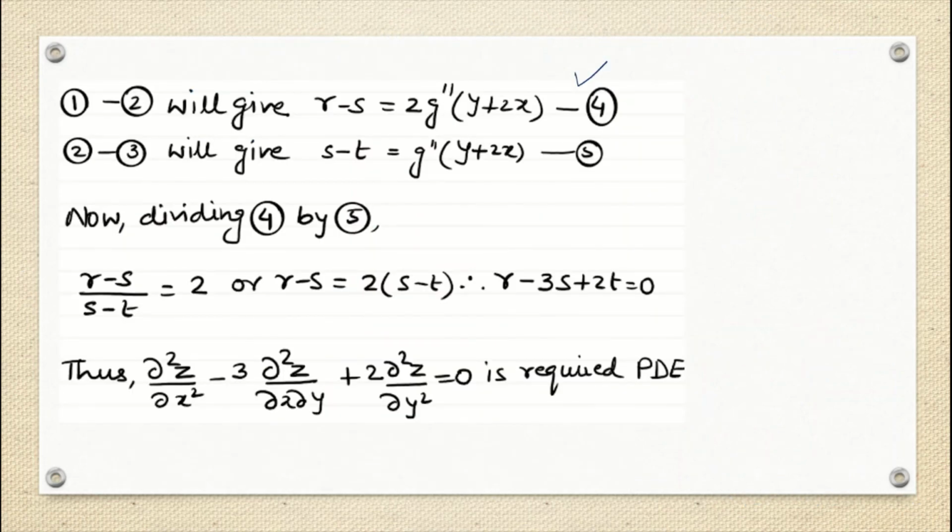In the next class we will see how to build the partial differential equation by eliminating the arbitrary function, where the question will be in the form of phi u comma v equals 0.